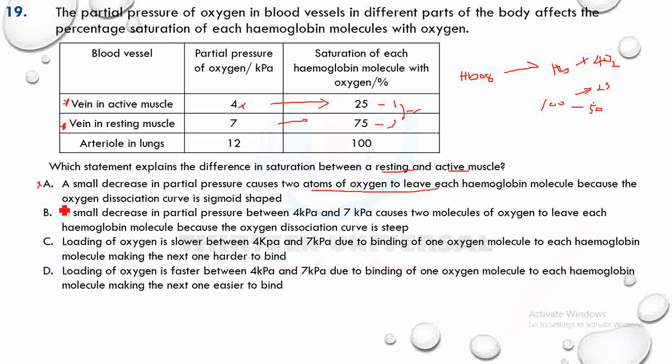Now B says a small decrease in partial pressure between this and that causes 2 molecules, and this is correct: 2 molecules of oxygen. So that's correct. But why is C wrong? Loading of oxygen: there cannot be loading of oxygen because this is respiring tissue. Oxygen is not loaded in respiring tissue. Oxygen is loaded in the lungs. So the answer is B.